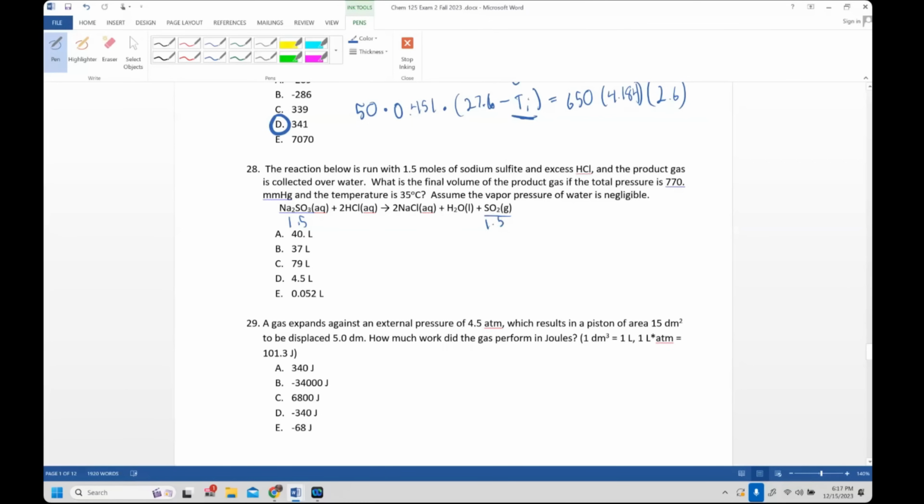So what is the final volume of the product gas if the total pressure is 770? 770 divided by 760 will give us our ATM. That's 1.01 ATM. And a temperature of 35 Celsius, so 35 plus 273, that's 308 Kelvin.